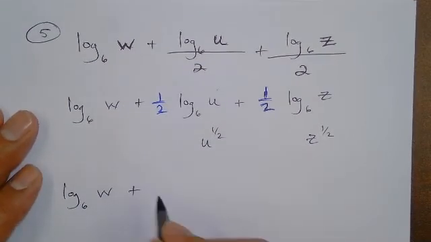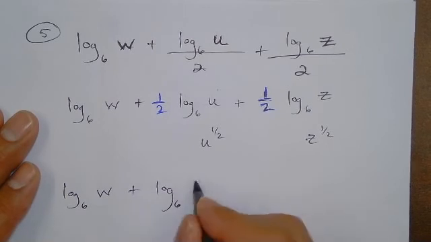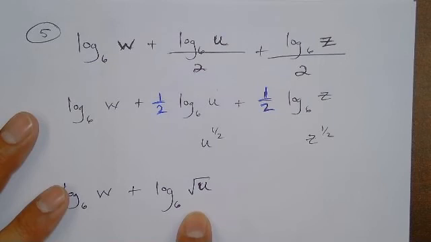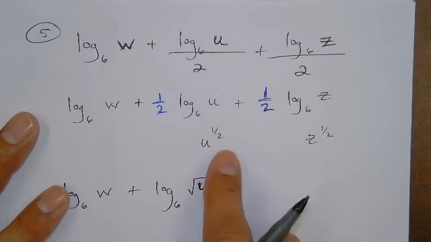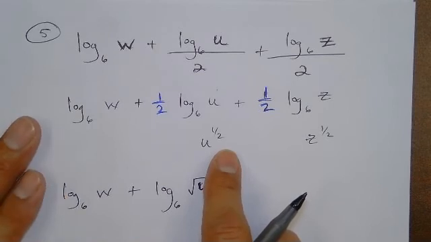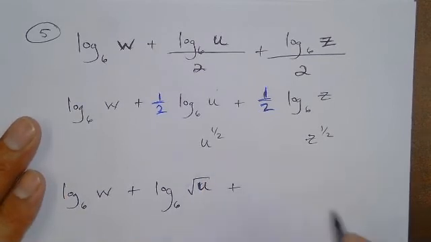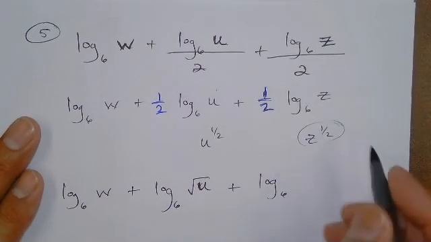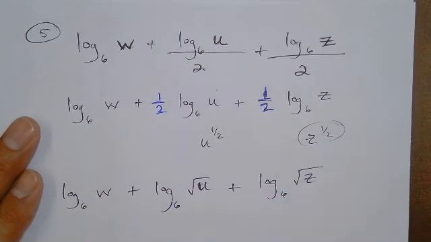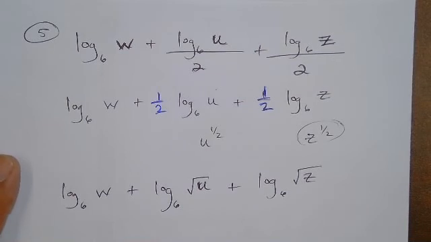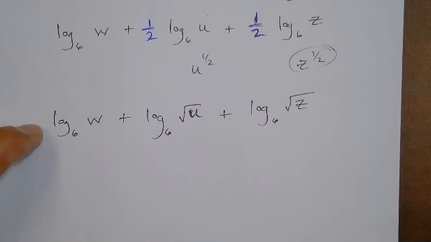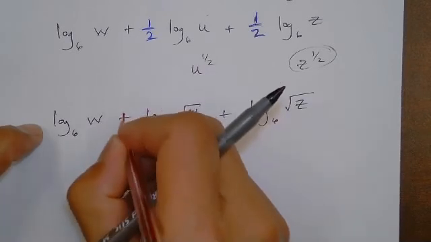But that's going to be a square root. Do you guys agree it's going to be square root? Yeah. So now I'm going to write it like this. Log 6w plus log 6 root u? Square root of u? Is that right? Did I jump too much? You guys caught that? We're good with that 1/2 exponent is a square root, right? Plus log 6 what? Z to the 1/2 is square root of z, yeah?